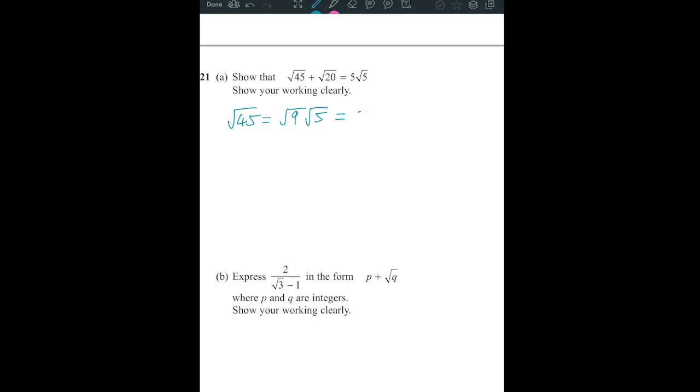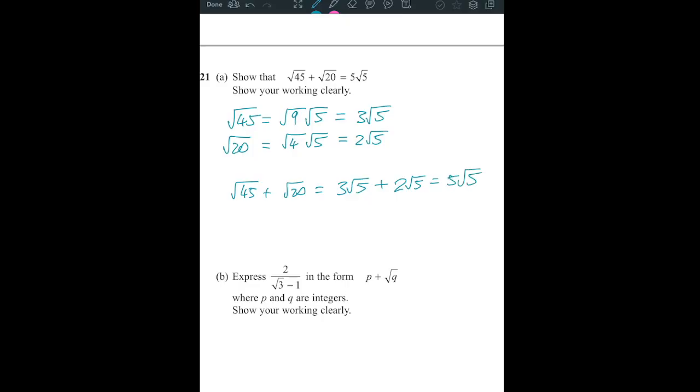The way we simplify a surd is by finding a square factor. 45 is 9 times 5, and the root 9 turns into a 3. And then root 20 we can write as root 5 times root 4, the root 4 turning into a 2. So root 45 plus root 20 is 3 root 5 plus 2 root 5, which gives us the 5 root 5 as required.